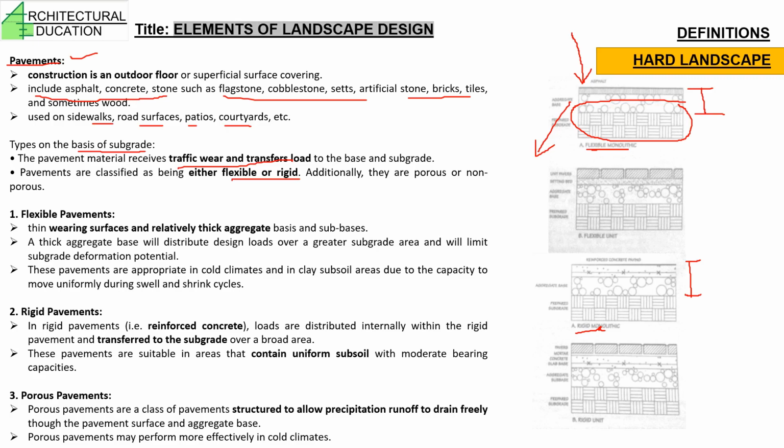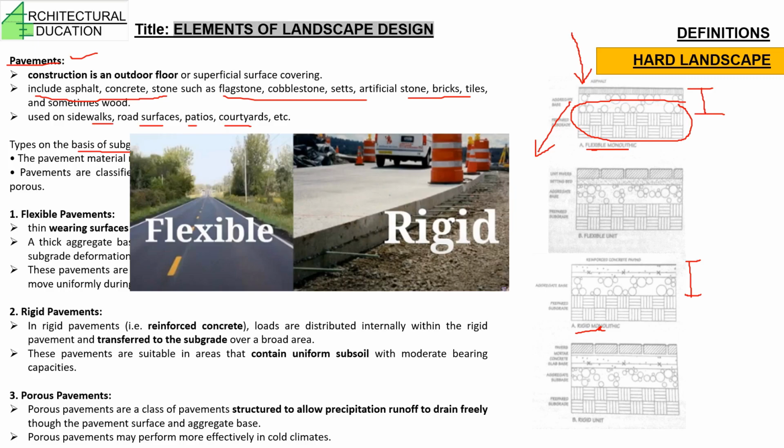In rigid pavement, that is reinforced concrete, generally done for roads and highways, the load is transferred to the subgrade over a broad area. These pavements are suitable for areas containing uniform subsoil.